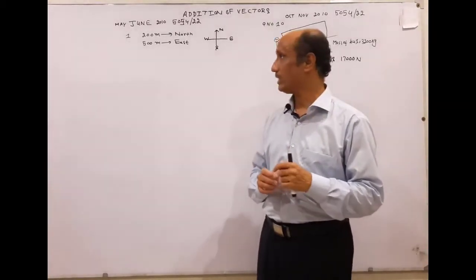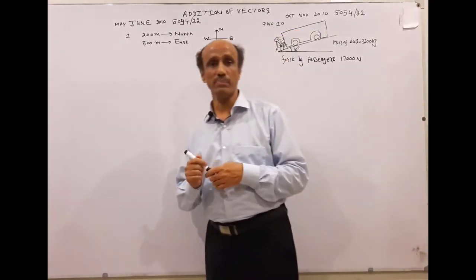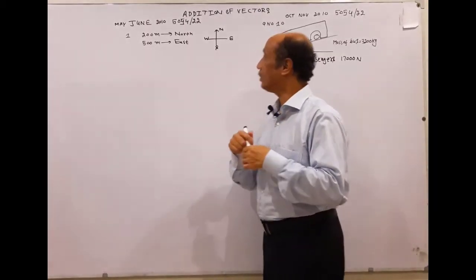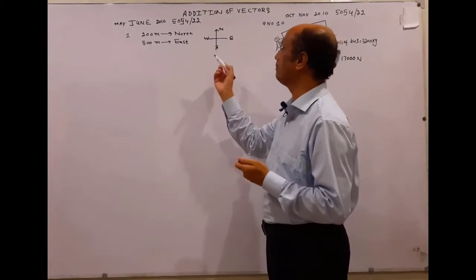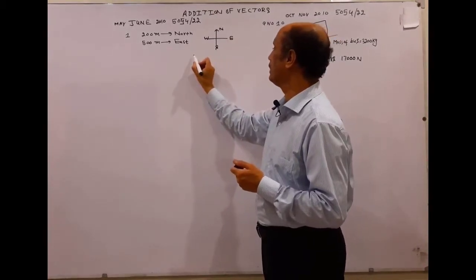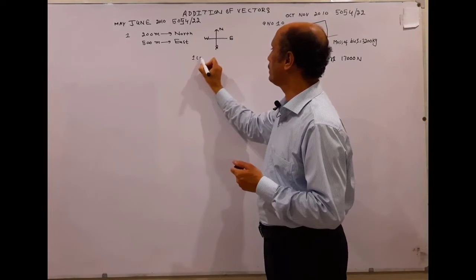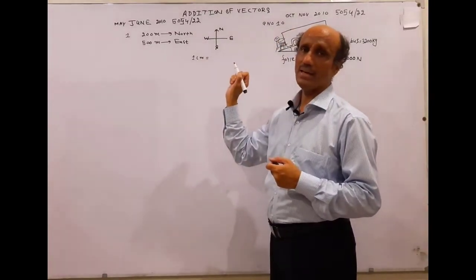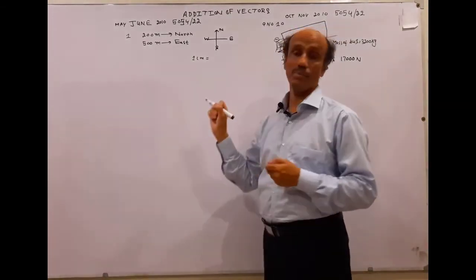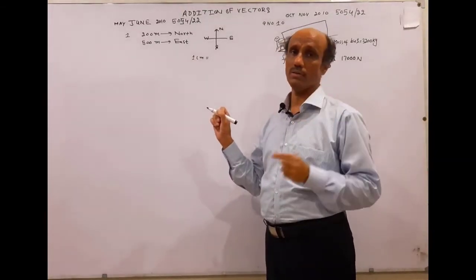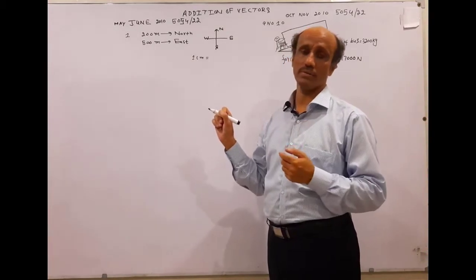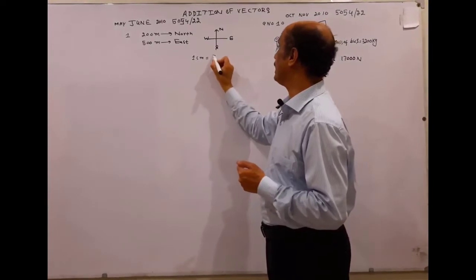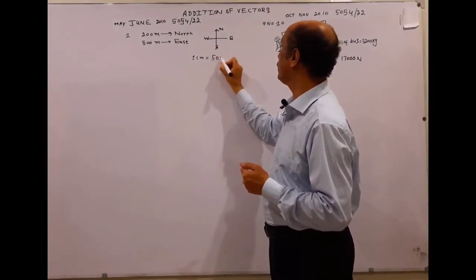So the first step, what was the first step? The first step was that we will select a scale. So the scale we will select is 1 centimeter is equal to... if I take 100 meter, then the diagram will be very short and not much visible for the examiner. So I will take 1 centimeter equal to 50 meter.